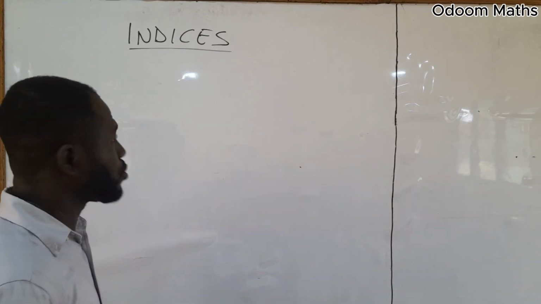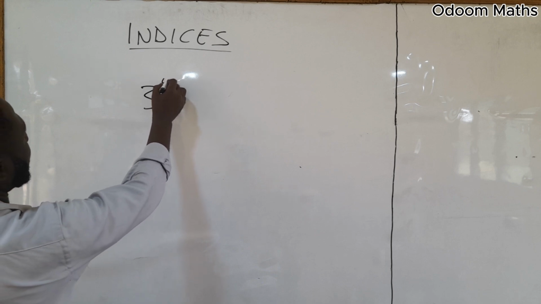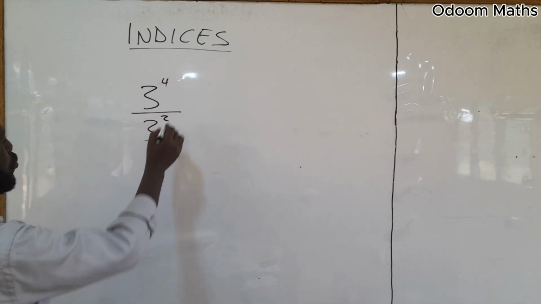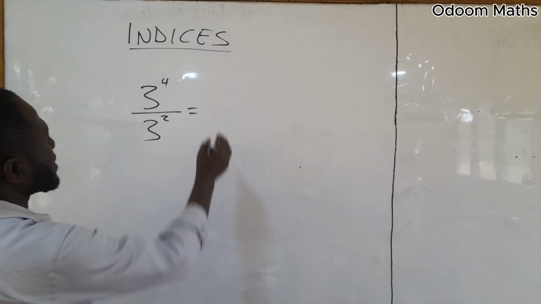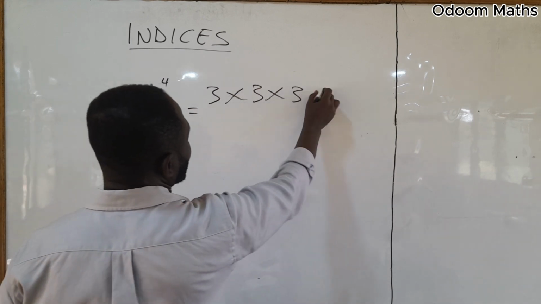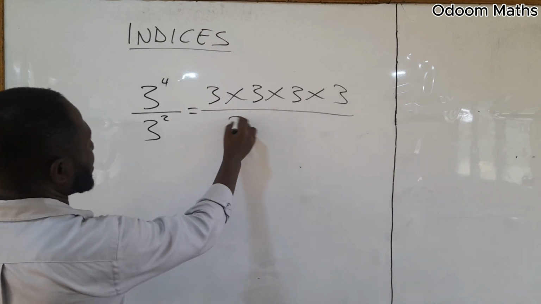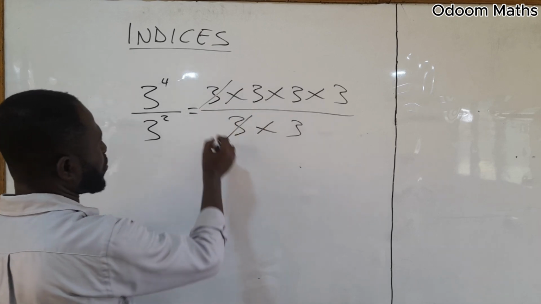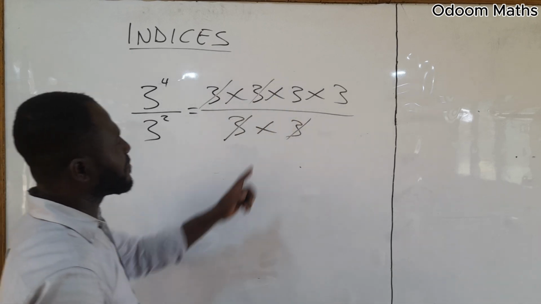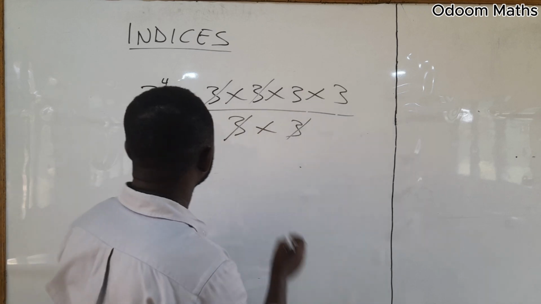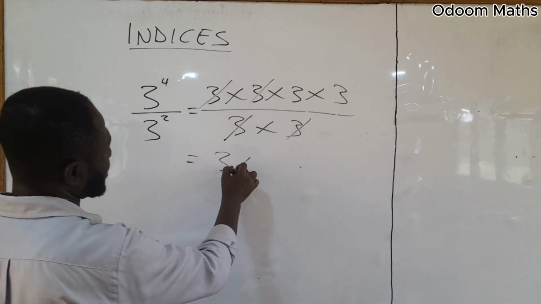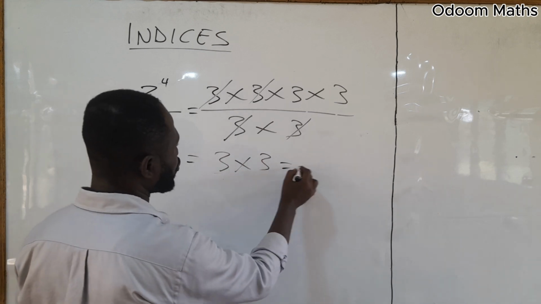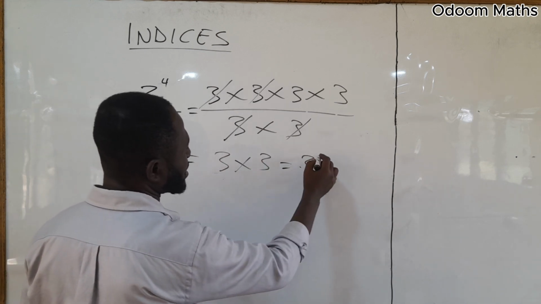Now let's look at this also. 3 to the power 4 divided by 3 to the power 2. We can rewrite this as 3 times 3 times 3 times 3 divided by 3 times 3. Simple cancellation will take care of this one, and this also takes care of this one. So we have two 3s remaining. The answer becomes 3 times 3, and per what we did earlier, that is 3 to the power 2.